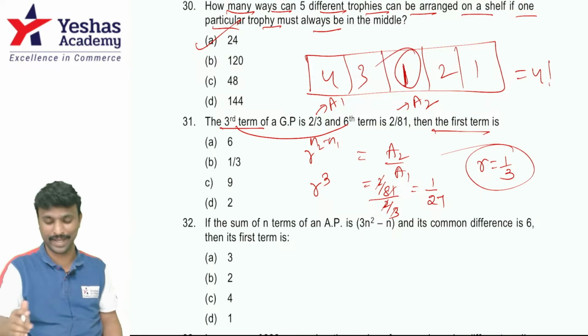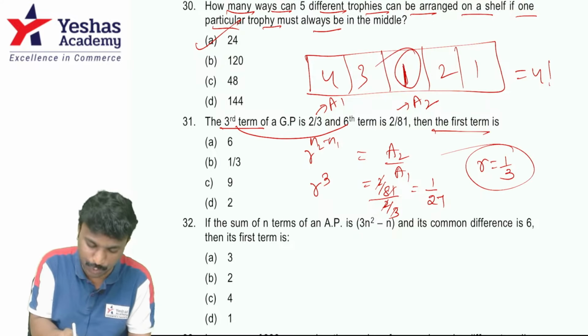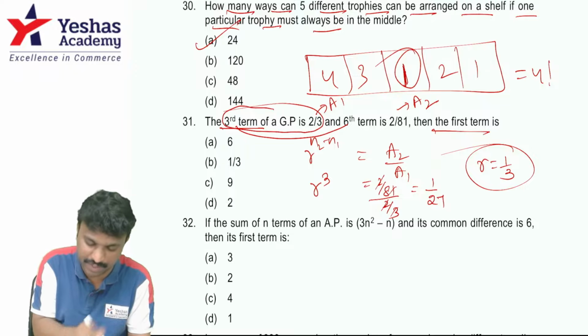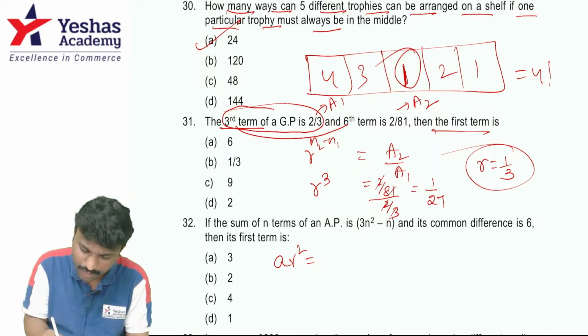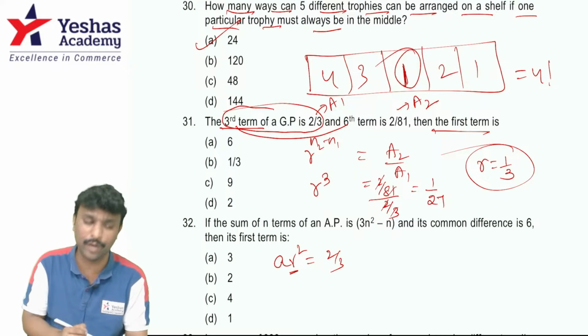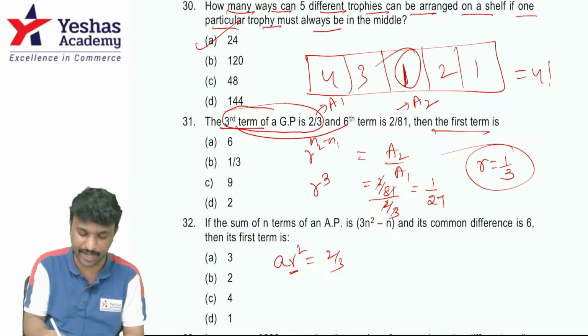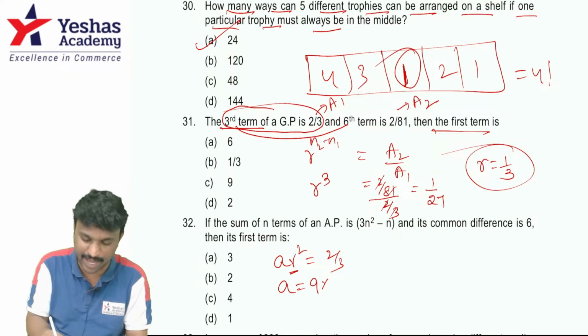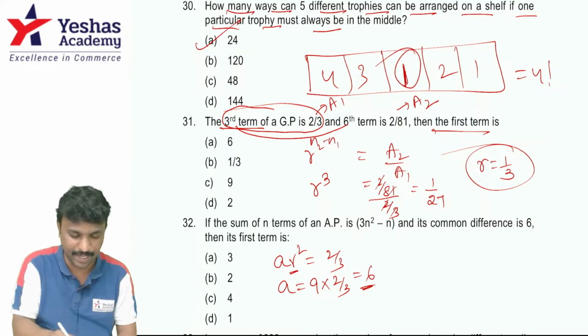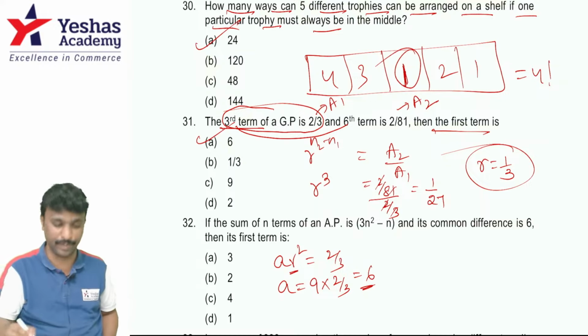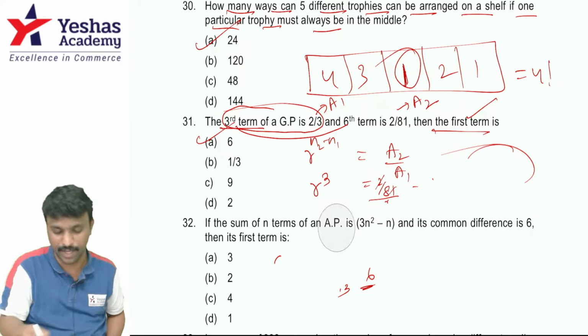Now, plug in this value of r in any of these two terms. Let me plug in the third term of the GP. What is the third term of a GP? ar square, which is nothing but 2 by 3. r value being 1 by 3, r square becomes 1 by 9. That 1 by 9 goes as 9 to the right hand side. So 9 into 2 by 3, which is nothing but 6. So option A is the right answer because we are asked to find the first term of this series.